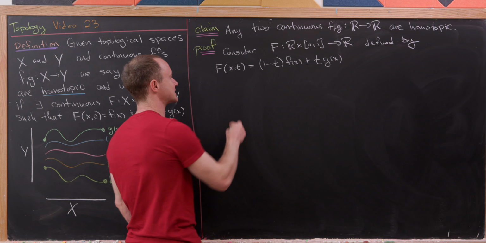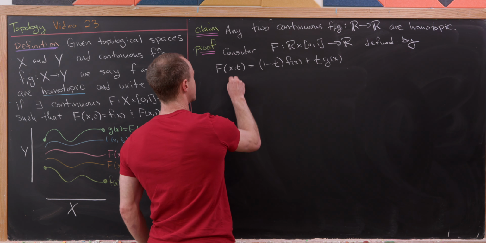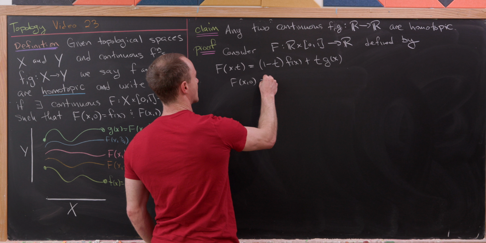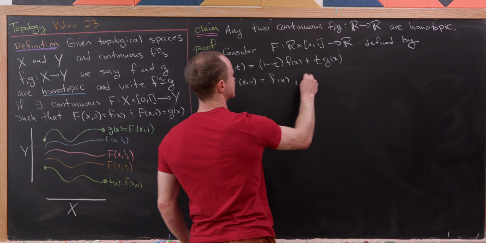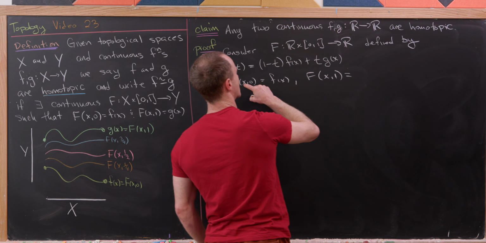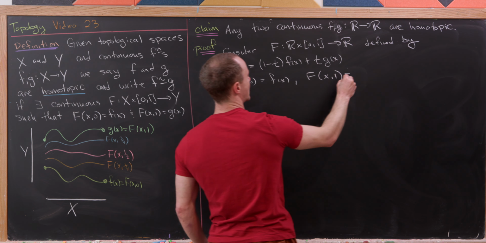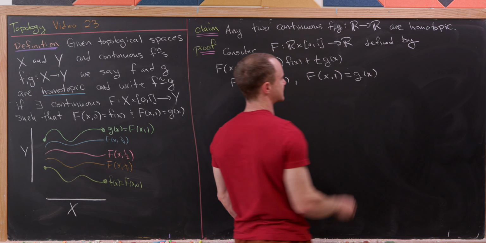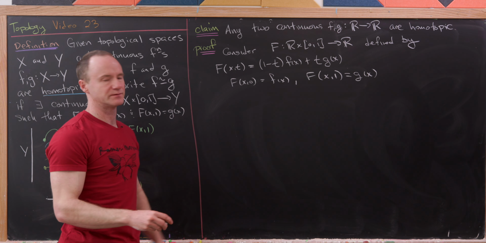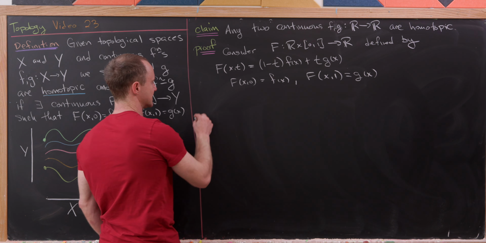And observe it has the right conditions. If we do F of x comma 0, that's going to zero out the g part, and we're simply going to get f of x. And if we do F of x comma 1, that's going to zero out the f part, and we're going to get g of x. Okay, nice. Now we can look at a pretty straightforward example of this.